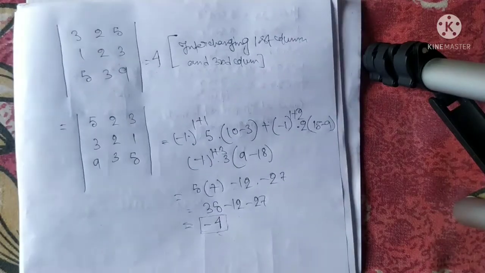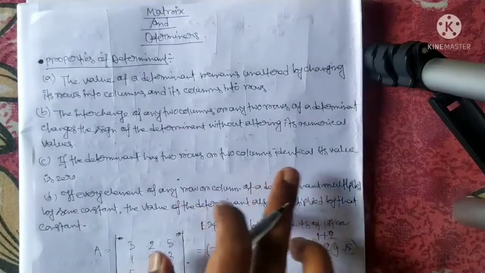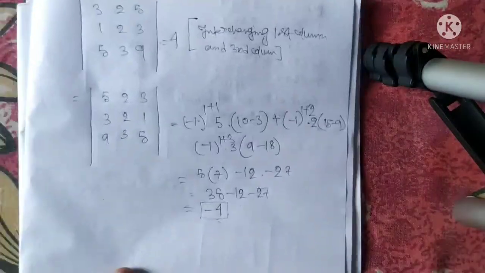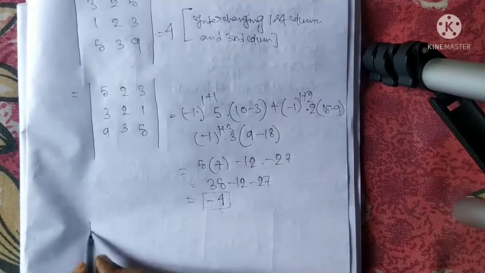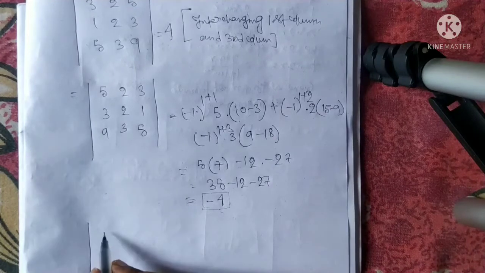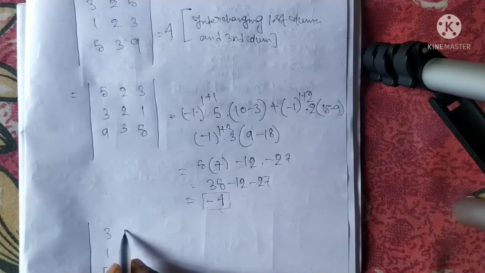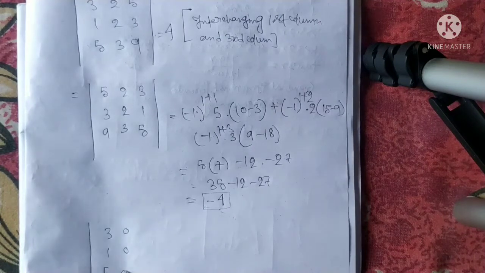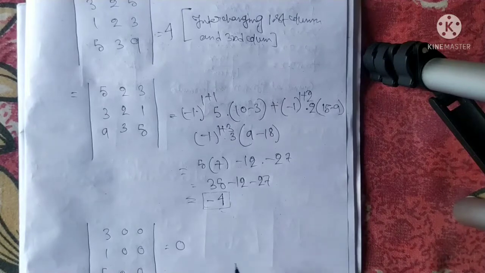Okay, now if the determinant has two rows or two columns identical, its value is 0. What does it mean, two rows or two columns identical? It means that, for example, 3 1 5, and then 0 0 0, and so on. Its determinant value is basically 0.